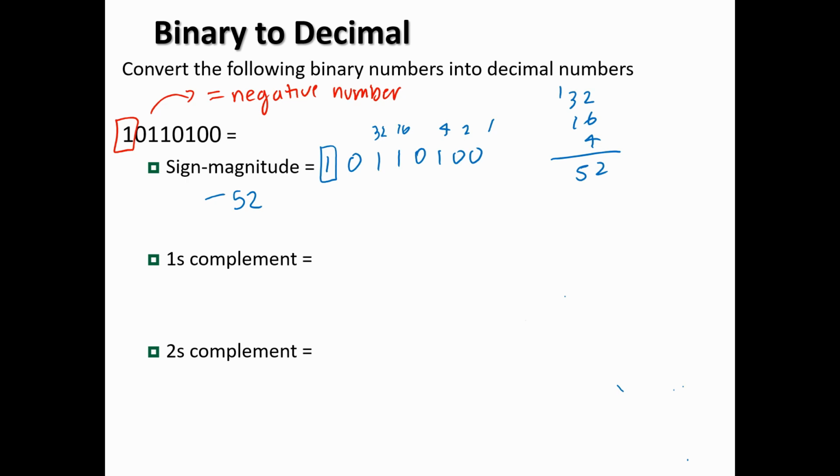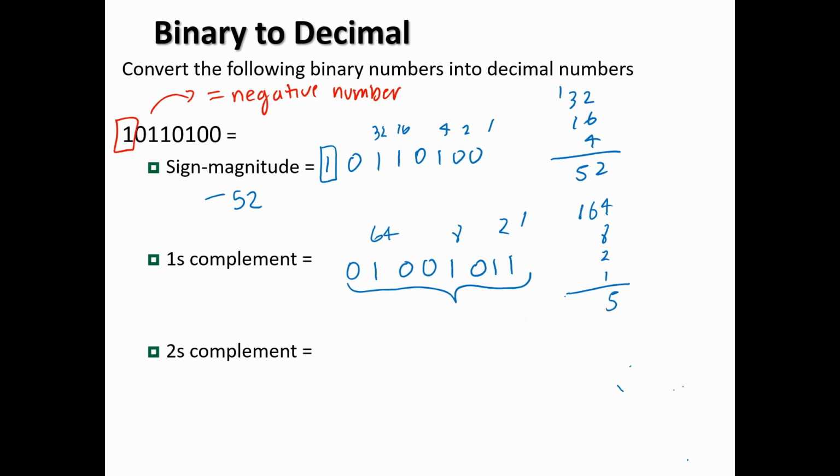What about the 1's complement? Negative. Remember, we need to complement each of the bits. So 0, 1, 0, 0, 1, 0, 1, 1. And then we convert. That's a 1, 2, 4, 8, 16, 32, 64. So that's 64 plus 8 plus 2 plus 1. And oops, it's not a 16, it's just 1. So 75. And remember, we had that first before even we started converting anything. So that's a negative 75, okay?